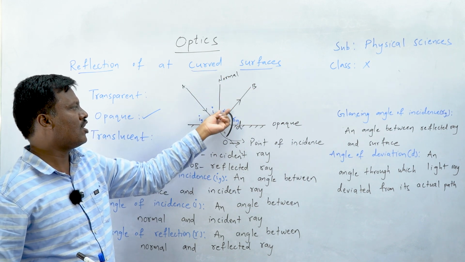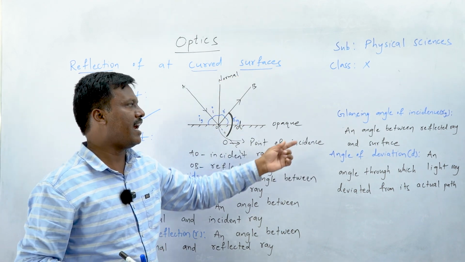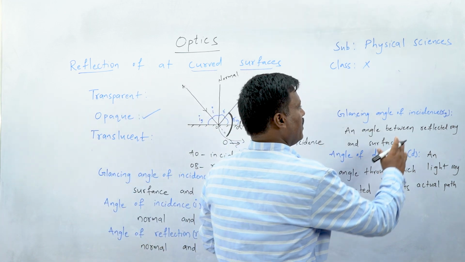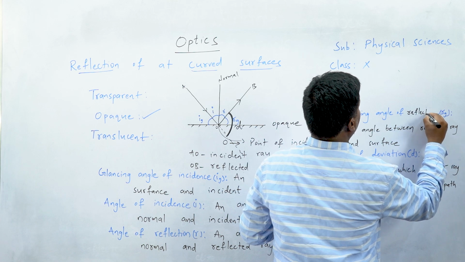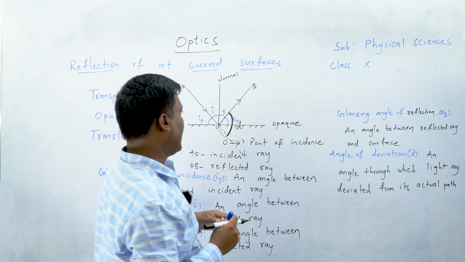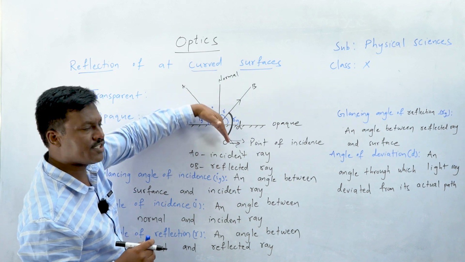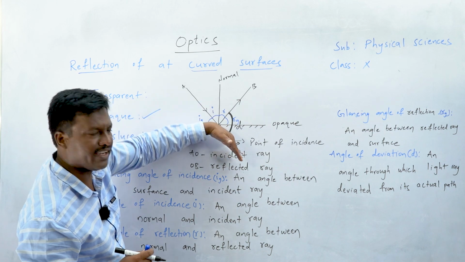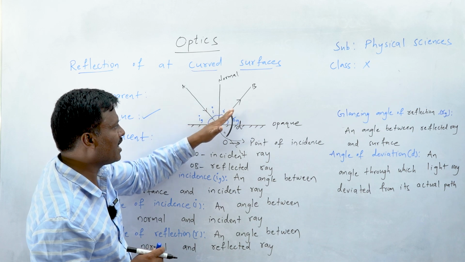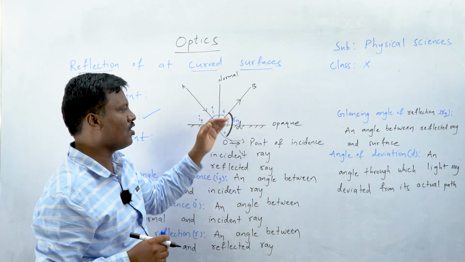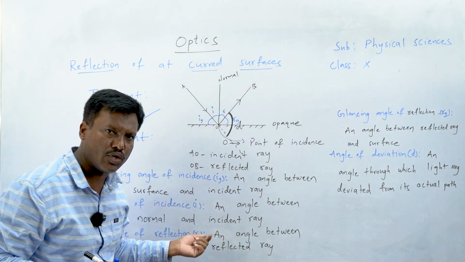Normal and reflected ray is called the angle of reflection. Reflected ray and surface is called the glancing angle of reflection. This is the glancing angle of reflection. And the angle between, okay, this is the actual path of the light. The light has to travel this way, but instead of traveling in its actual path, it deviates through some angle and travels this way. So this angle is called the angle of deviation. So here you have the five angles' definitions. Please note down the definitions.